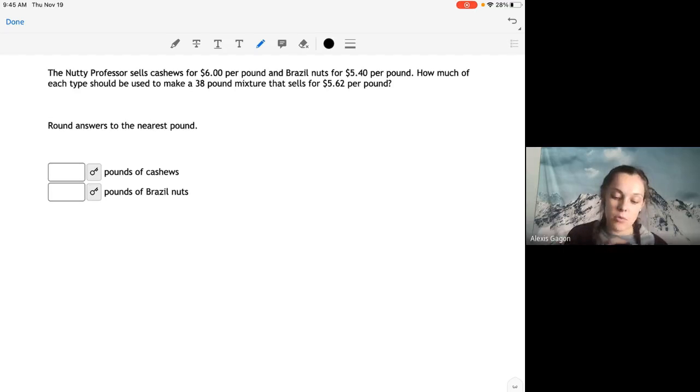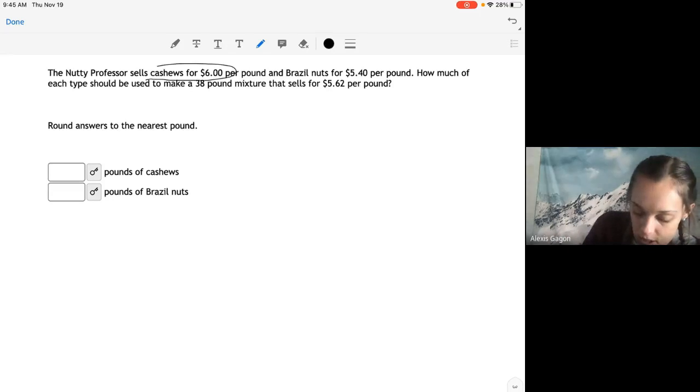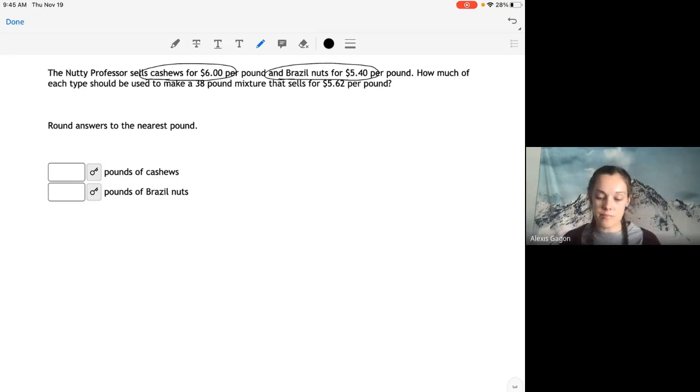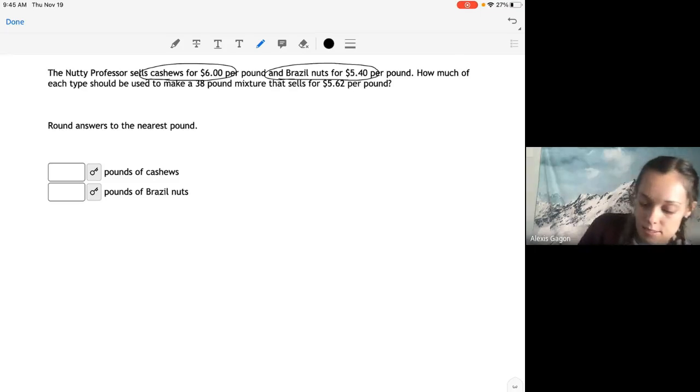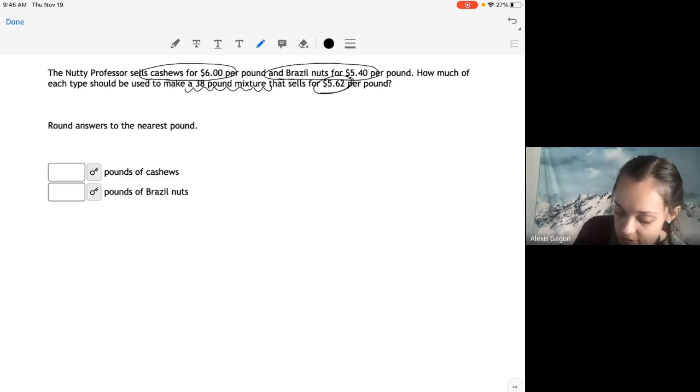So let's think about what our important parts of this are. We know that he's selling cashews for $6, and we know that he's selling Brazil nuts for $5.40. And we're making a 38-pound mixture for $5.62 per pound. That per pound is important. All of these per pounds are important.